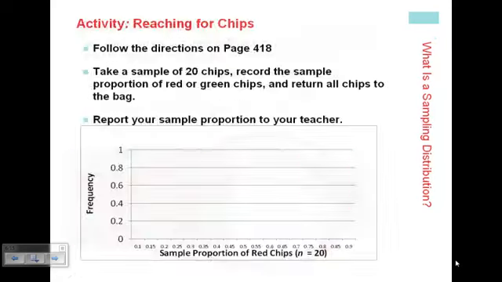So we're going to do a little activity, okay? And it involves poker chips. I've got a bag of poker chips here. It's really heavy too. These are really heavy poker chips. I'm going to declare this bag as being a population of poker chips. This isn't a sample of all poker chips. I declare this group to be a population.